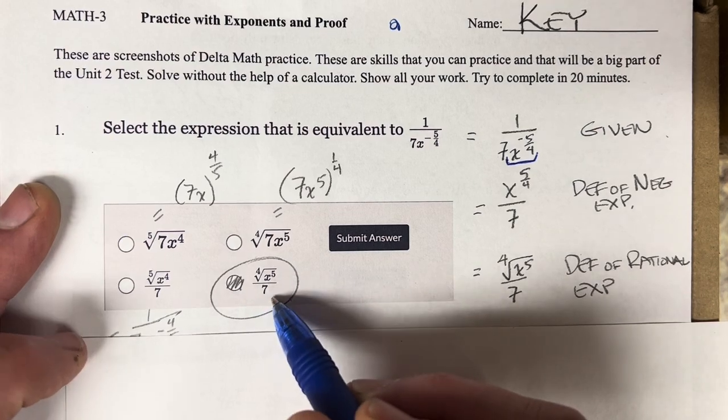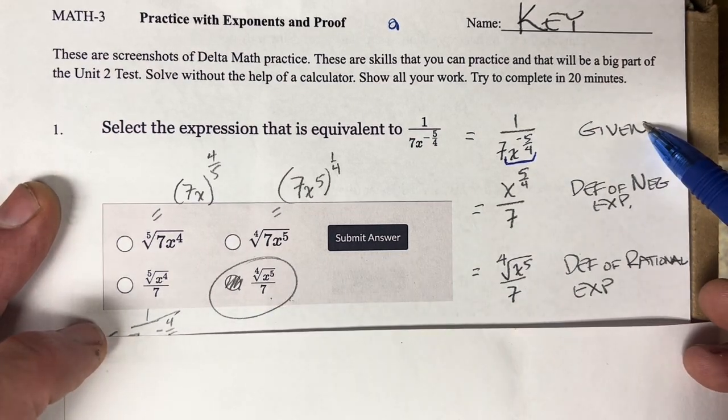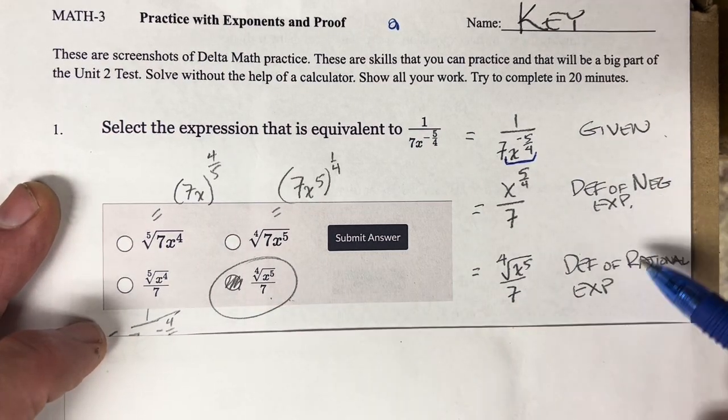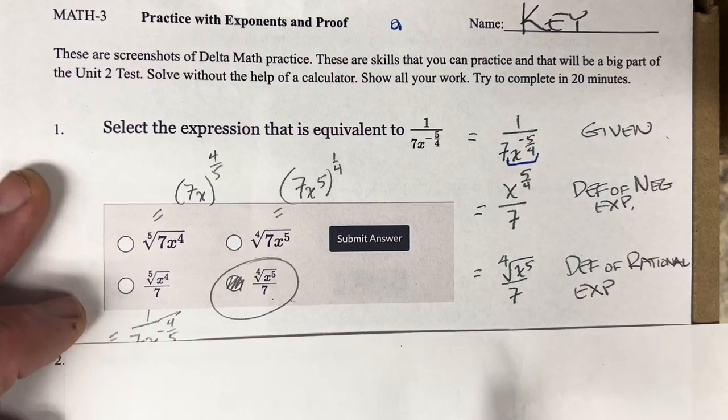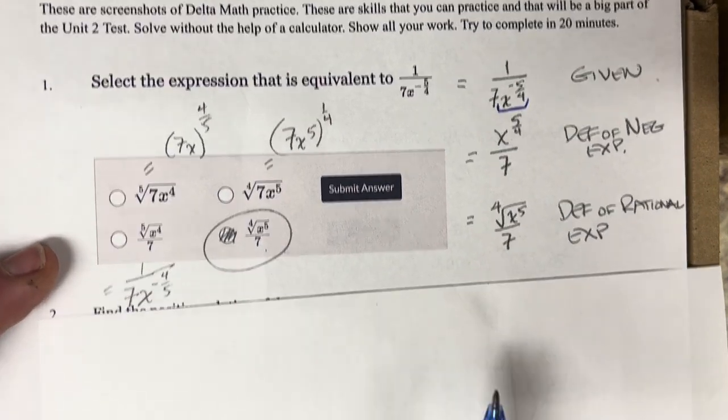That's this answer here. I've given you the reasons behind each of my simplifications, but you do not need to do that unless told to. I'm just doing that for extra review.